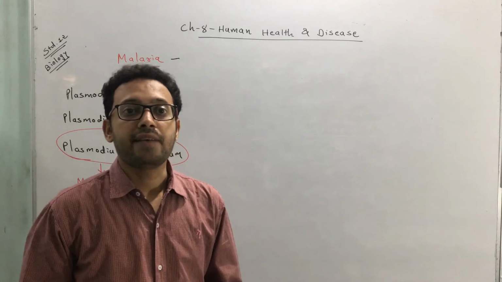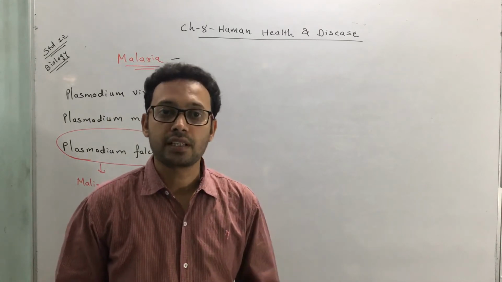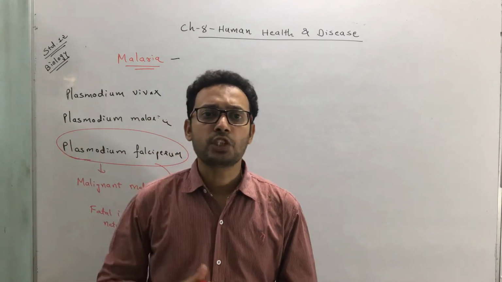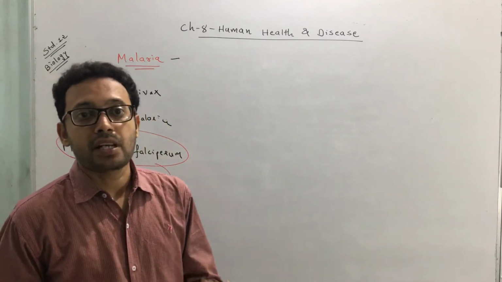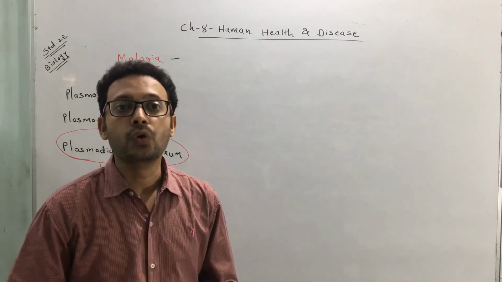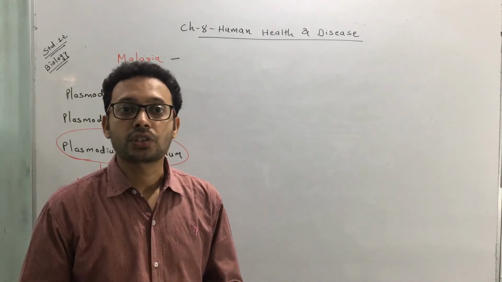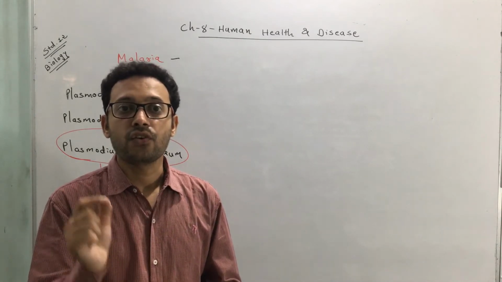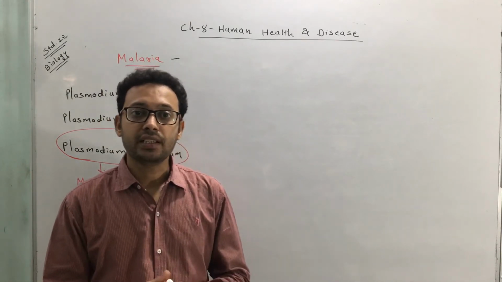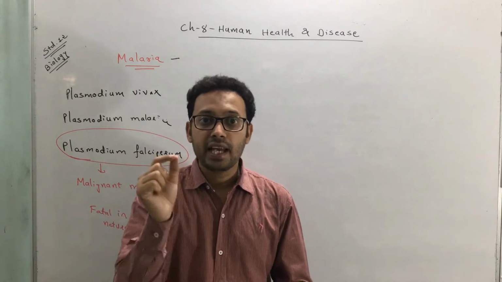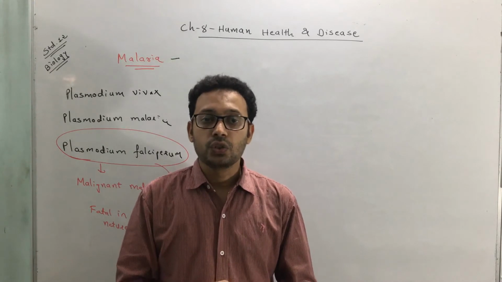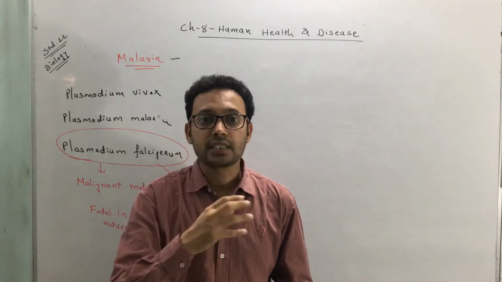Now we have to see the life cycle of this parasite, how the life cycle occurs and how it spreads. When you see the life cycle of plasmodium, it is a parasite, so it needs a host. It completes its life cycle in a host, and one of the hosts and carriers is the Anopheles mosquito. More specifically, the carrier is the female Anopheles mosquito. These parasites are present in the saliva.